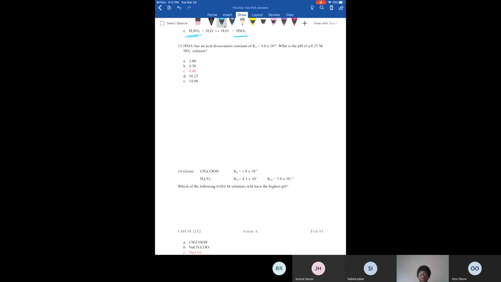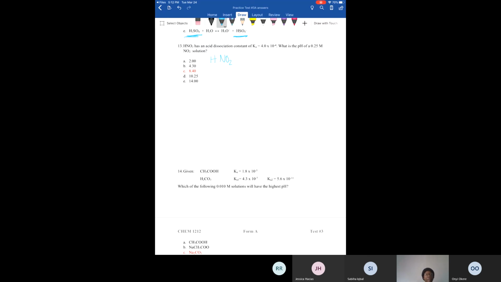Hopefully that worked. Okay. So you're going to use your ice table. So first the expression HNO2. When do you know when to use an ice table? If you're given a Ka. If you're given a Ka, it signals that it's a weak acid. So it's not going to completely dissociate.